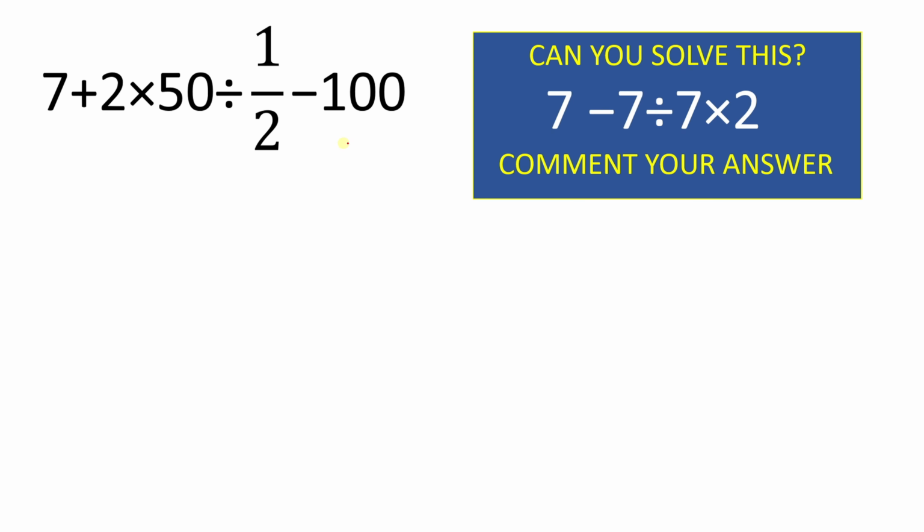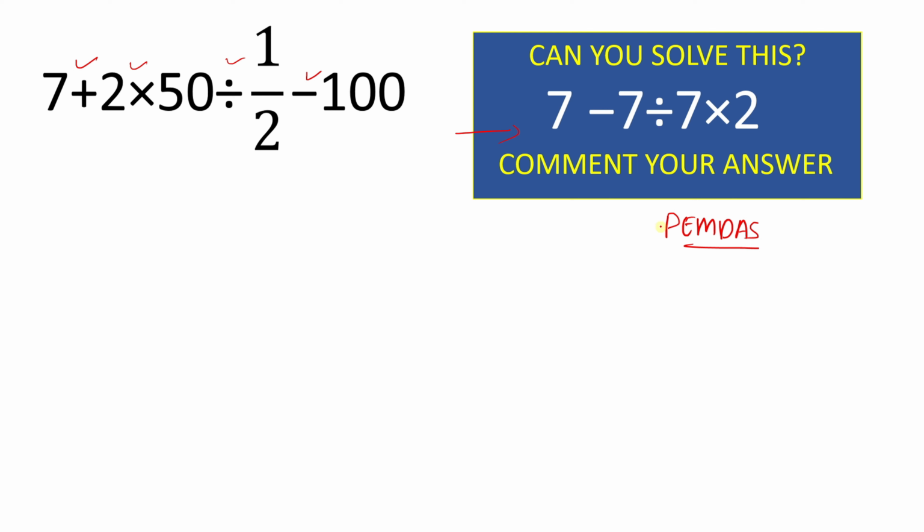If you have already solved this question, then try to solve another one. 7 plus 2 times 50 divided by 1 by 2 minus 100. So here we have addition, multiplication, division and subtraction. There are four operations. We will use here order of operations.